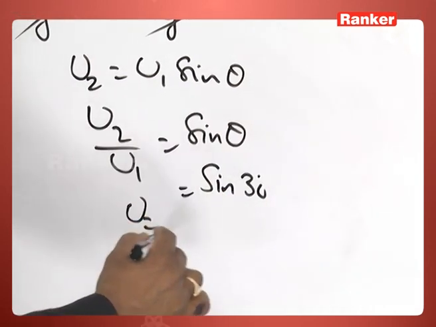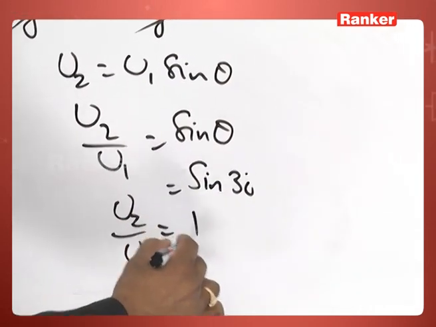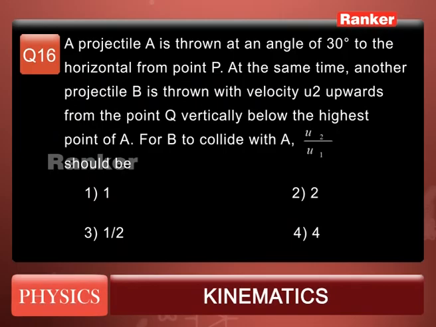Therefore, what is that u2 by u1 you will get? Sin 30 is what? Half. So, the ratio of u2 by u1 should be what? Half. So, answer is 3. So, 3 is the answer for this problem.